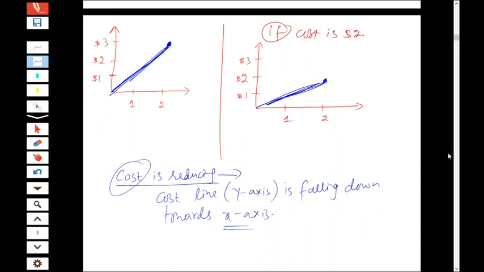And this is a very simple trick to find out when your cost is increasing: your slope gets upward, towards the y-axis. But when your cost is reducing, your cost line is falling down towards the x-axis, like that, just like in a sleeping mode.